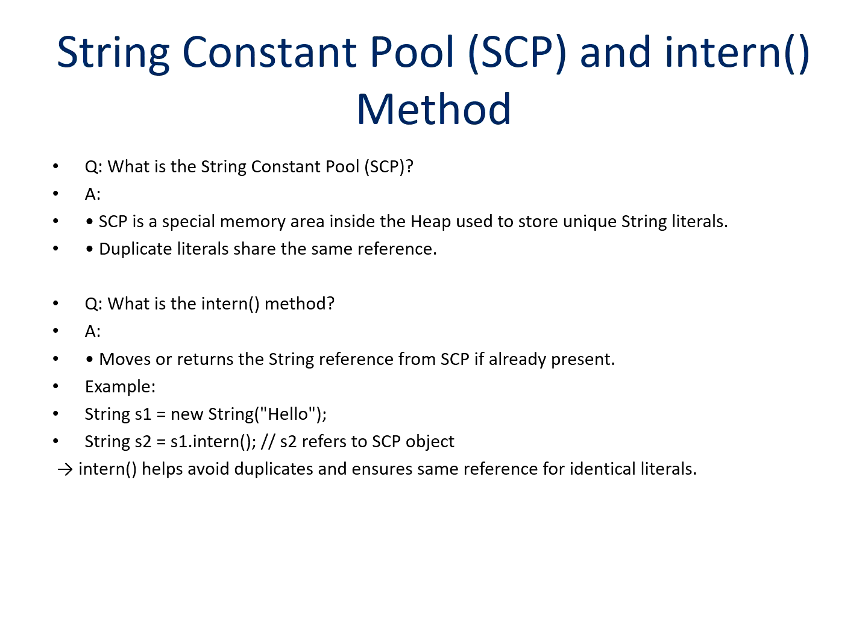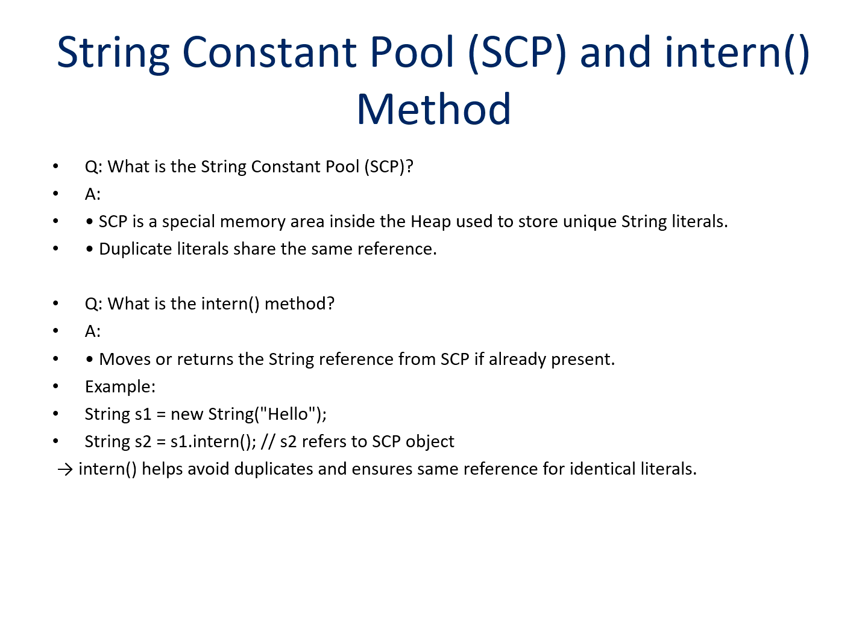Now, string constant pool. Let's see what is string constant pool. It is a special memory area inside the heap, and it is generally used to store unique string literals. If we create the same strings using the literals, the SCP will not create two different strings. It will point to the existing string. It will take reference of existing string only. So duplicate literals share same reference.